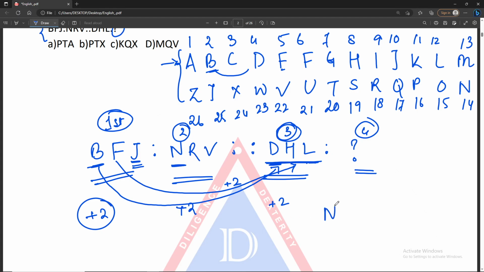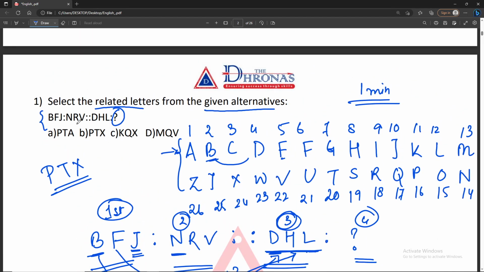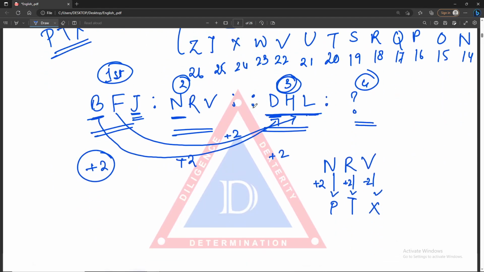So N, R, V. So you change plus 2 in every letter. So you can see N plus 2 goes to P, R plus 2 goes to T, and V plus 2 goes to X. So the answer for this question will be P, T and X. So in the question, where is the option given? It's given in option number B. Hope you understand. So let's go to the next question.